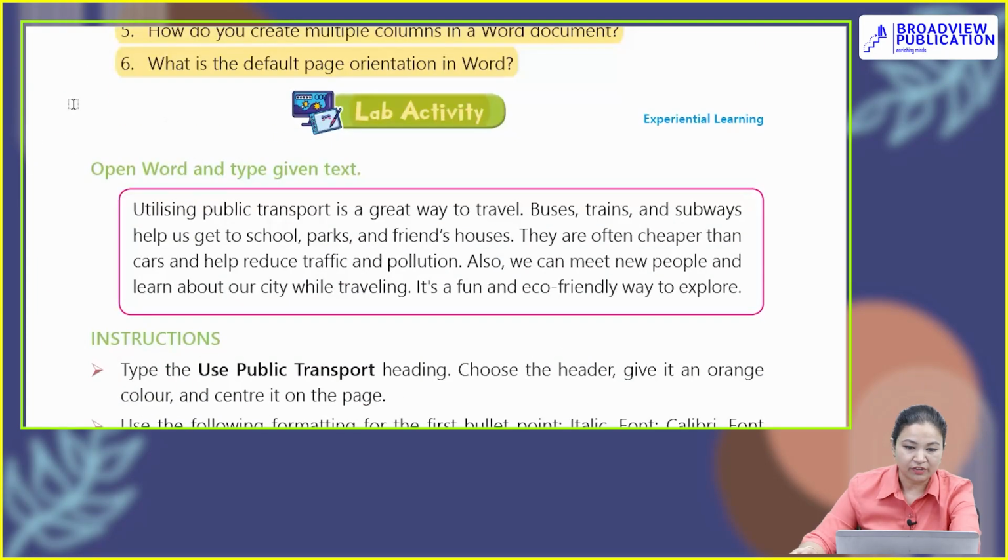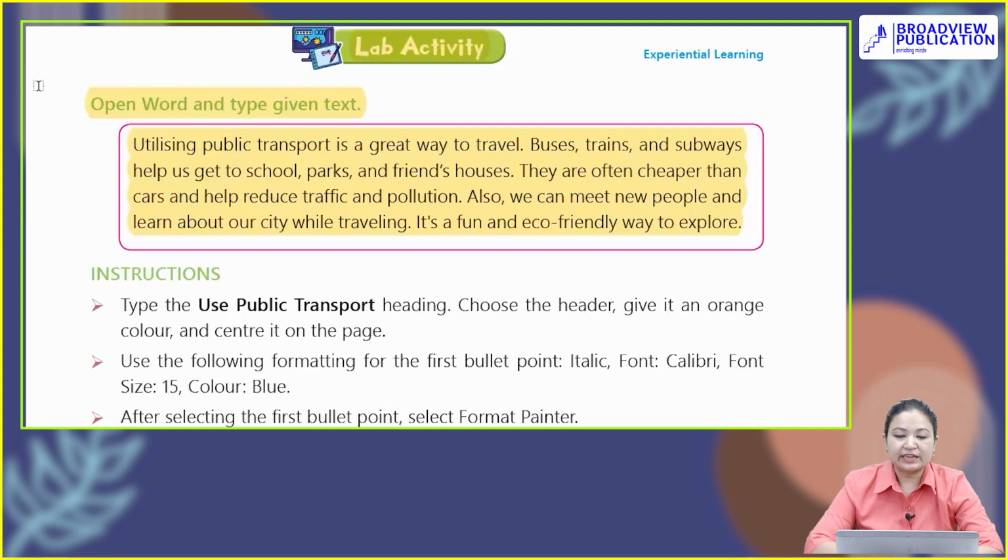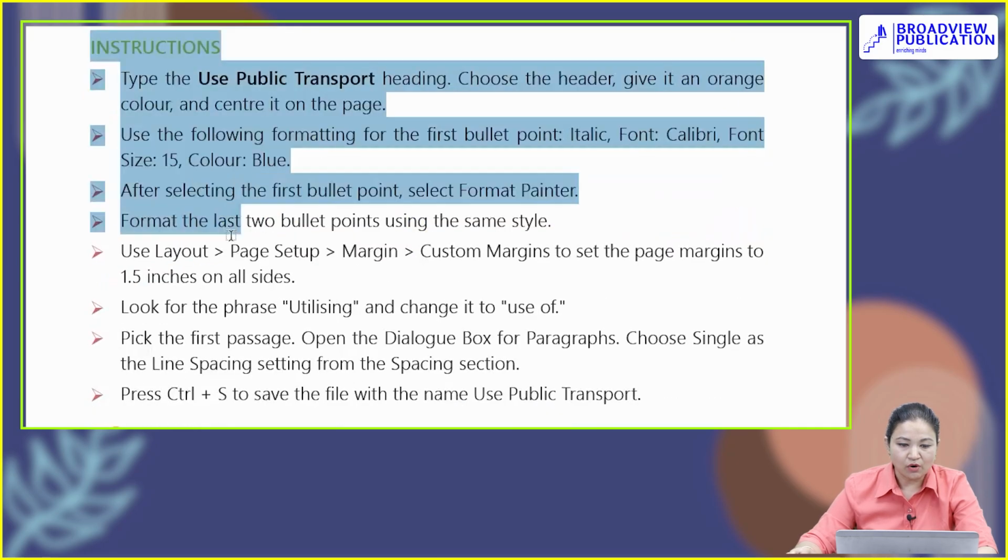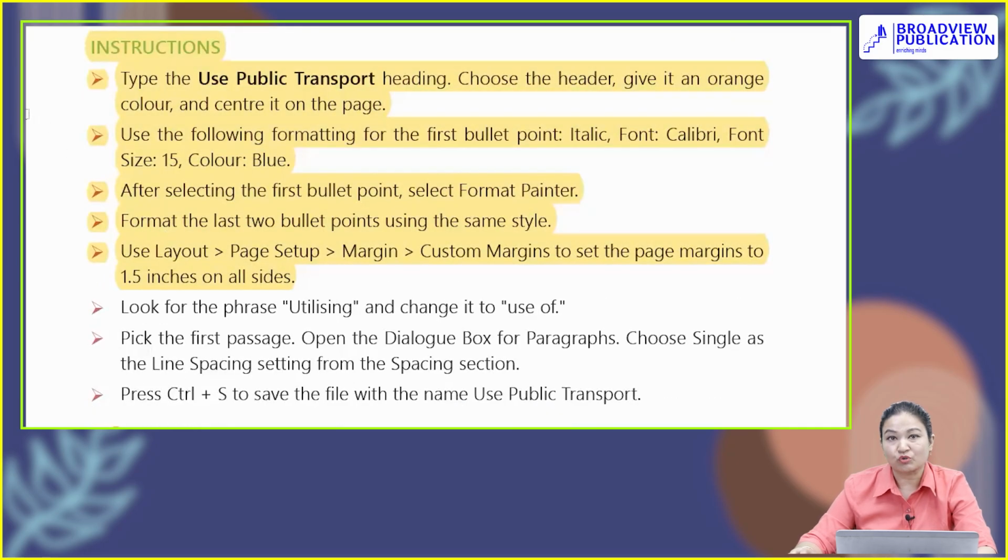Now lab activity, which you have to do in the computer lab. Open Word and type the given text. So you have to type this particular text in the Word window. Now some instructions are given here which you have to follow while you are typing that document. Type the use public transport heading. Choose the header, give it an orange color and center it on the page.